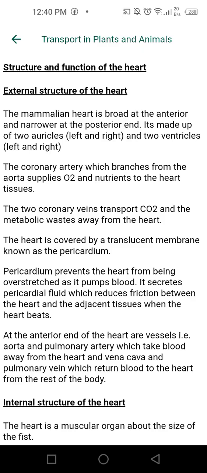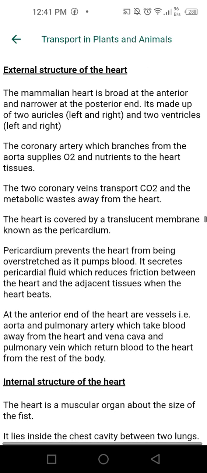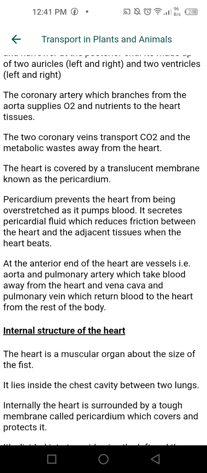Internal structure of the heart. The heart is a muscular organ about the size of the fist. It lies inside the chest cavity between 2 lungs. Internally, the heart is surrounded by a tough membrane called pericardium, which covers and protects it. It's divided into two sides, i.e., the left and the right sides, which are completely separated by a wall called septum. Septum prevents the blood on the right side mixing with that on the left side.